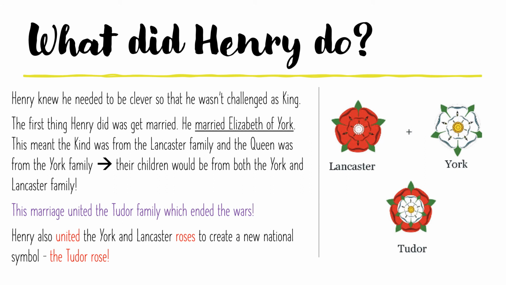So let's have a look. What did Henry do? See if you worked out, if you got any of these. So Henry knew that he needed to be really clever, because if he was clever, he wouldn't be challenged again as king and he could become the king for a long period of time, which is what he wanted.